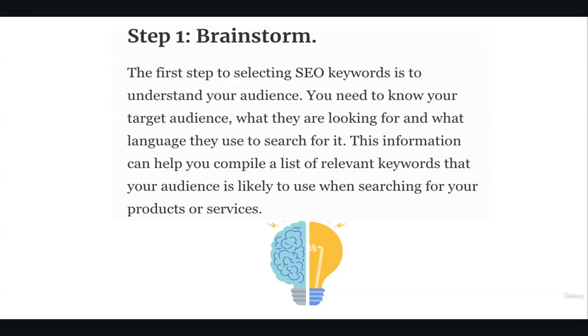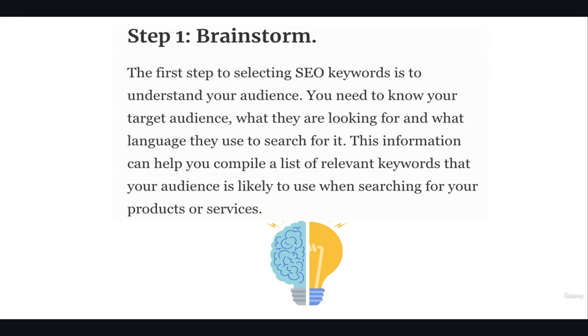So, the first step to selecting SEO keywords is to understand your audience. You need to know your target audience, what they are looking for, and what language they use to search for it. This information can help you compile a list of relevant keywords that your audience is likely to use when researching your product or service. So this is very key as a business owner, and very key as a marketer helping business owners. This is the best way to approach it.